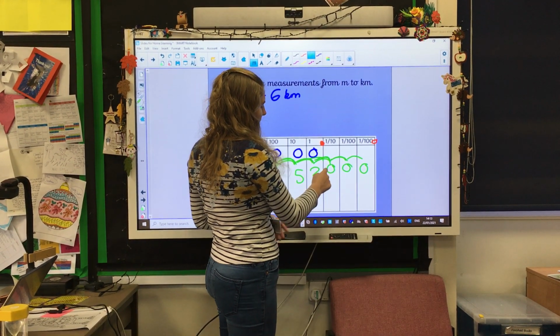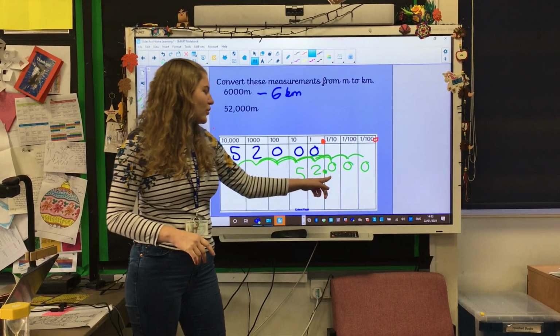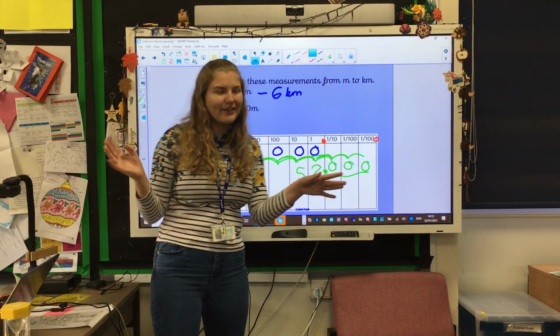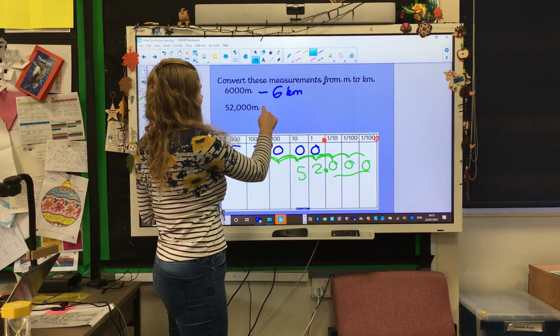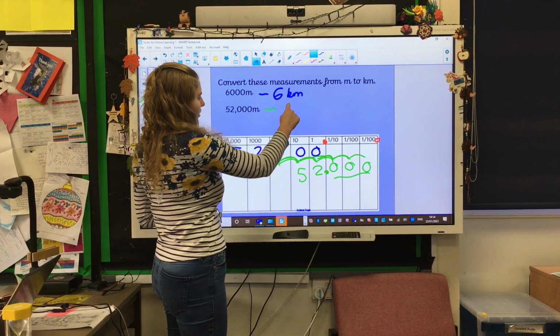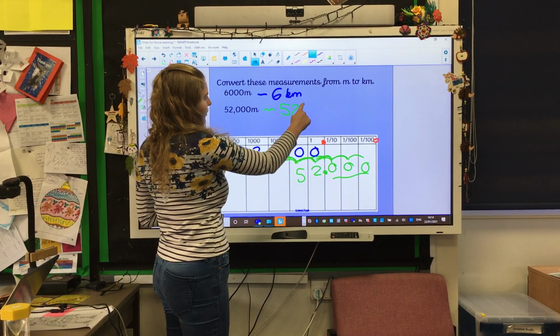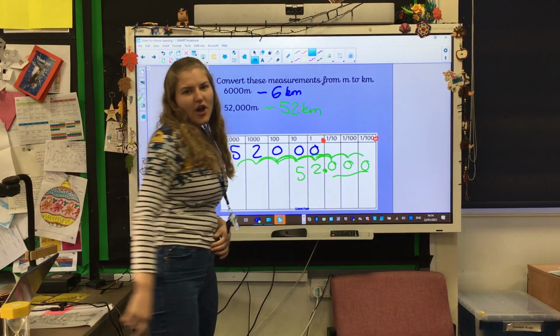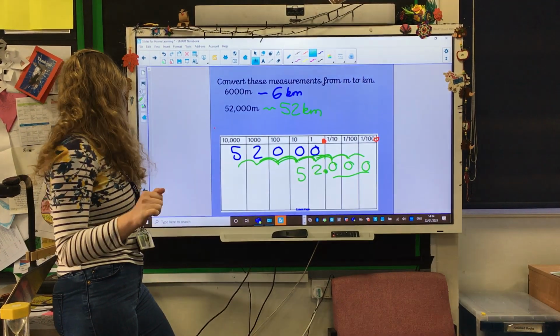Okay, think about your decimal point. Do we need these? They're not holding any value, we can lose them. So 52,000 metres in kilometres is 52 kilometres. Hopefully this is coming flooding back, guys.